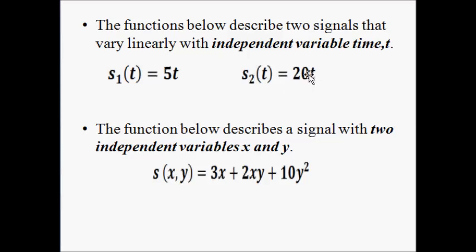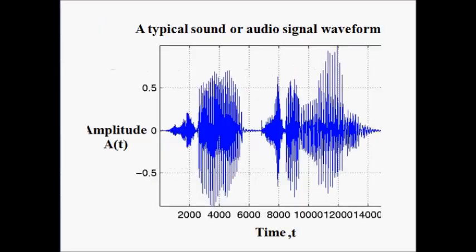For example, here is a typical audio signal waveform. On the y-axis we have the signal amplitude, and on the x-axis we have the time. So here the amplitude is a function of only one independent variable, which is time. This is a typical audio signal waveform which involves only one independent variable.